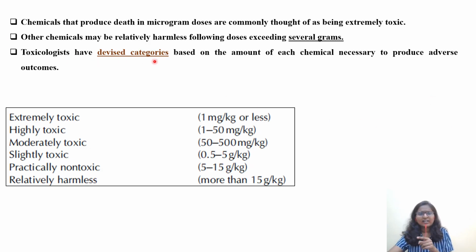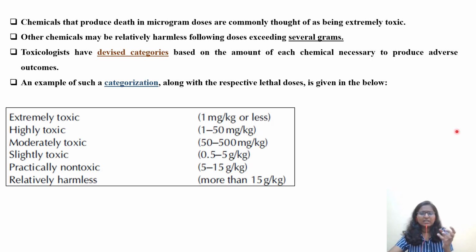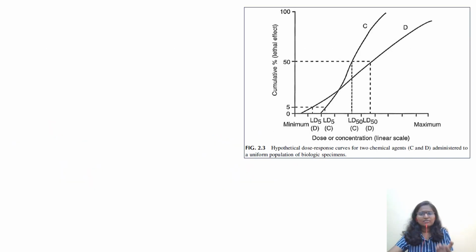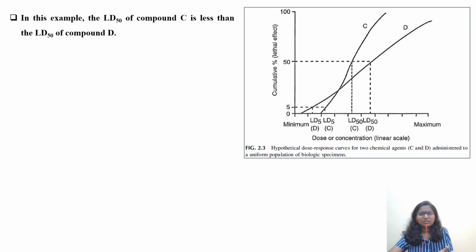Toxicologists have devised categories based on the amount of each chemical necessary to produce adverse outcomes. So here one classification is given. Similarly, you will have the EU classification, the GHS classification, a classification and labeling package. If you are a toxicologist working on risk assessment, you know that the ECHA classification is also there. For each chemical, based on LD50, the nature of the toxicity can be categorized, and this type of data is used in SDS authoring. Okay. An example of such categorization along with respective lethal doses is given below. So next we'll try to understand this particular graph.